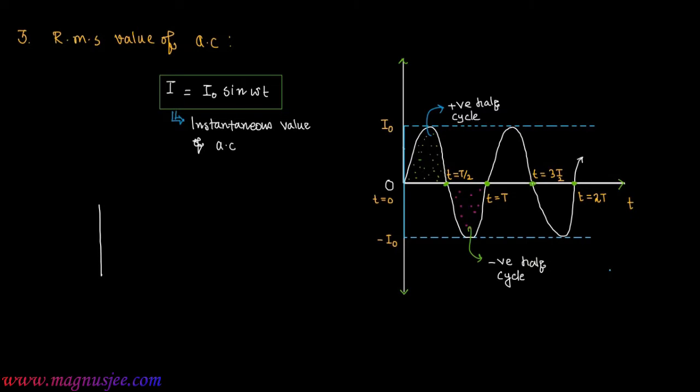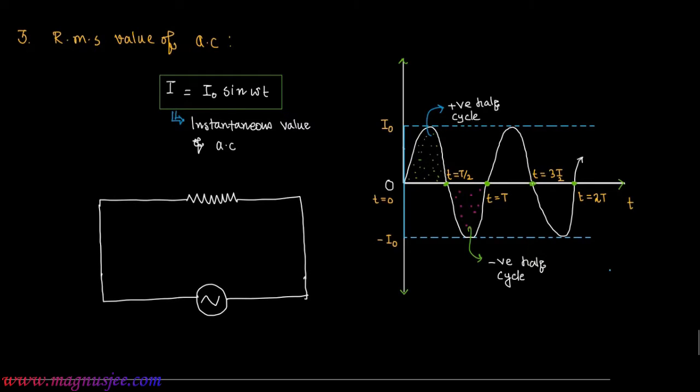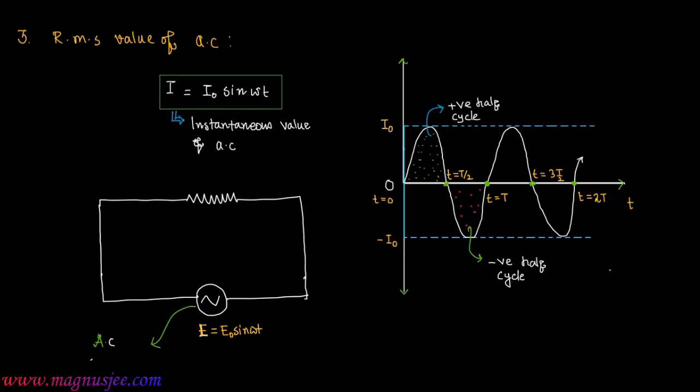We consider a circuit containing a resistor of resistance R which is connected to an AC source. This is an AC source of EMF E equal to E0 sine omega t. This AC source is connected to a resistor of resistance R.